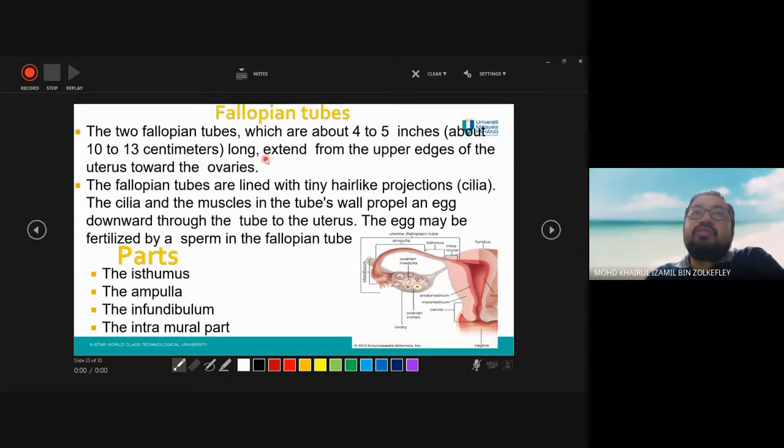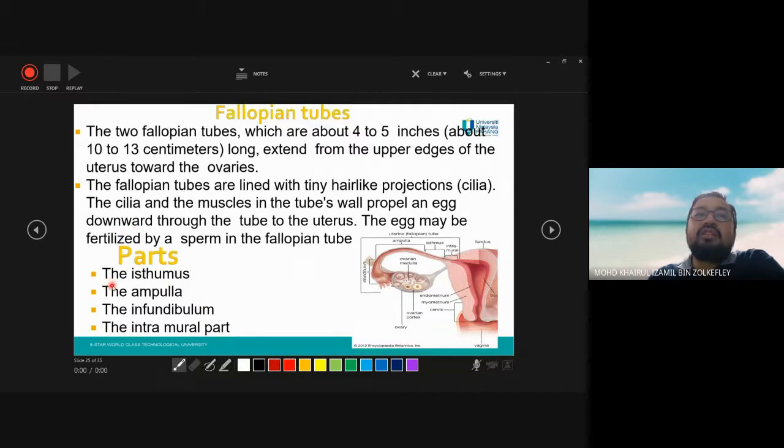The 2 fallopian tubes, which are about 4 to 5 inches or about 10 to 13 centimeters long, extend from the upper edges of the uterus towards the ovaries. Okay, the fallopian tubes are lined with tiny hair-like projections called cilia untuk membantu pergerakan egg tu. The cilia and the muscles in the tube propel an egg downward through the tube to the uterus. The egg may be fertilized by sperm in the fallopian tube. So fallopian tubes can be divided into parts lah.